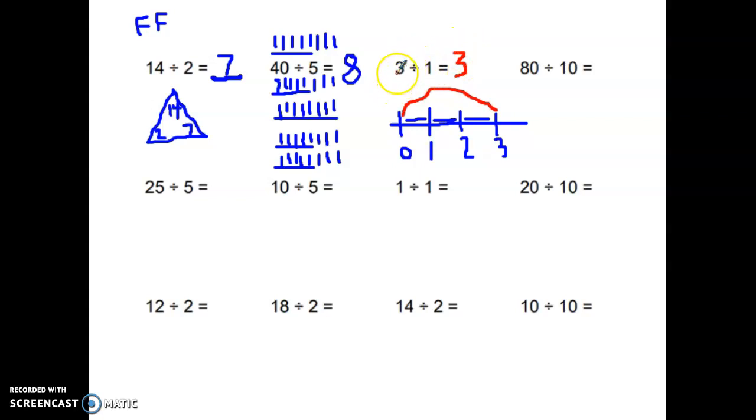So if you think about it, let's say I love chocolate chip cookies, right? Man, I must want some sugar right now. 3 cookies, and it's only one person to eat them, then that one person gets all 3 cookies.